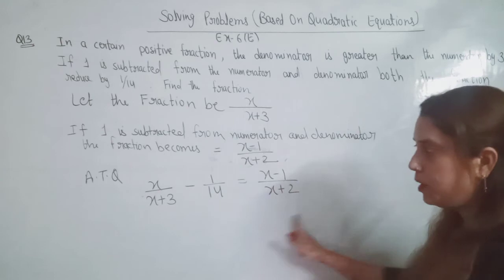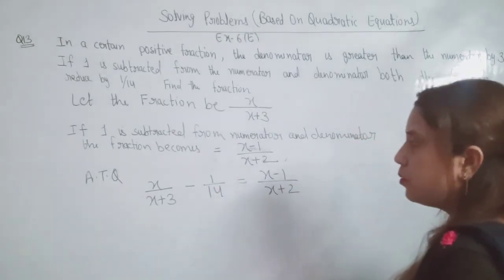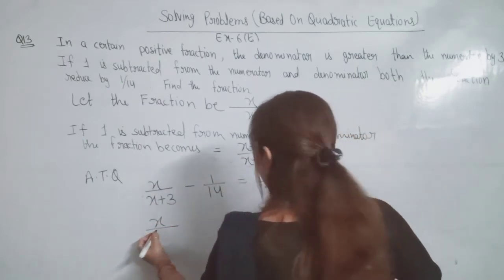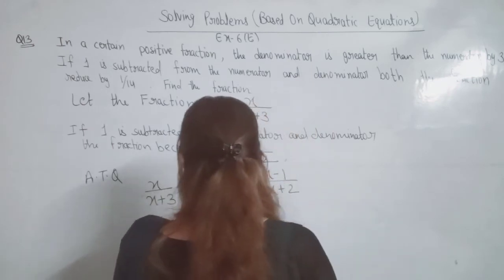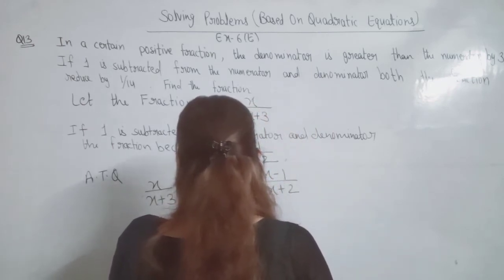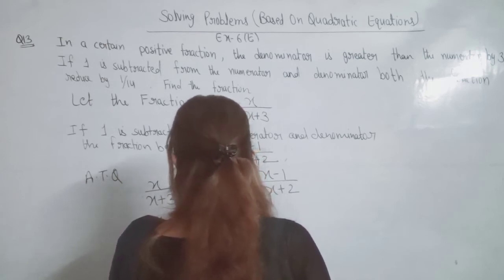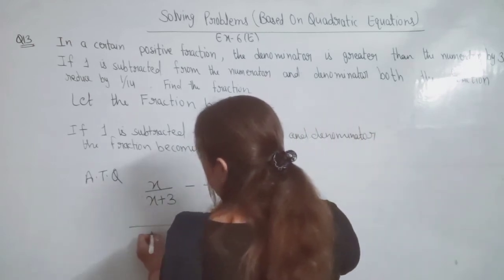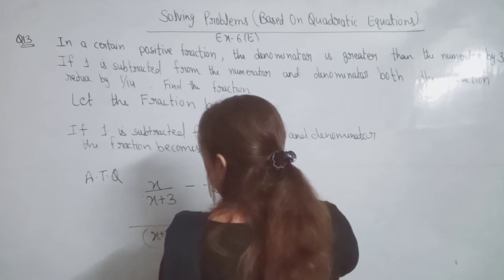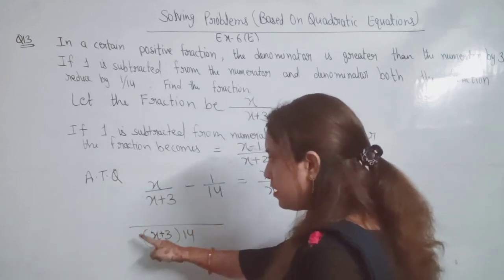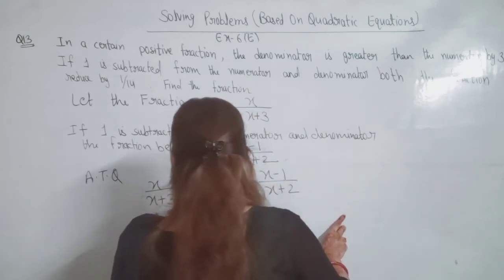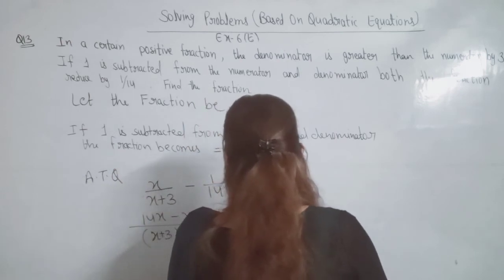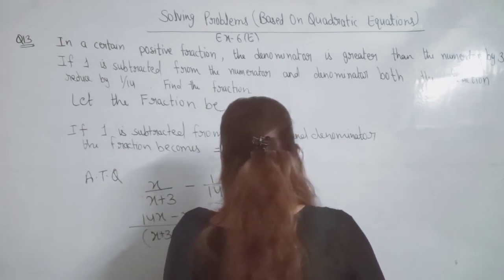Now this is the equation. Take the LCM and make the equation. x upon x plus 3 minus 1 upon 14. Take the LCM, x plus 3 into 14. When we solve it, 14x minus x minus 3 is equal to x minus 1 upon x plus 2.